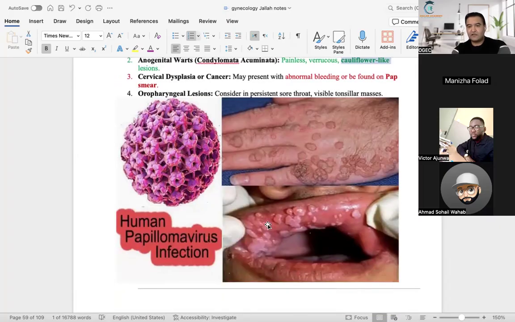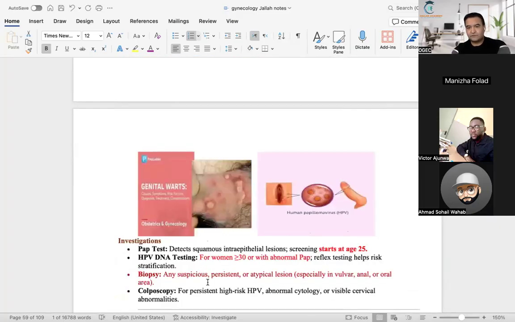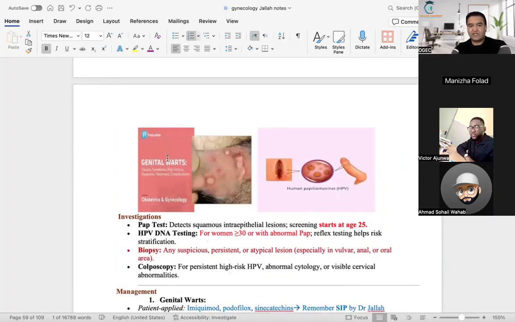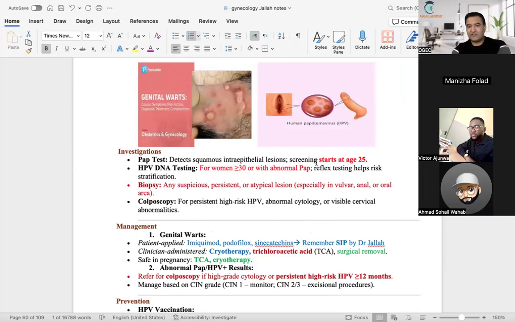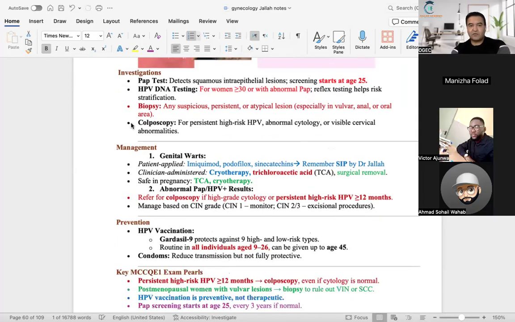Now, this is how it looks in the hand, mouth, and genital area as well. So for the investigation, Pap test detects squamous intraepithelial lesions. Screening starts at the age of 25, and usually you repeat it if it's normal every 3 years. HPV DNA testing for women 30 or with an abnormal Pap, reflex testing helps risk stratification. Biopsy any suspicious, resistant or atypical lesion, especially in vulvar, anal, or oral areas. Colposcopy for persistent high-risk HPV, abnormal cytology, or visible cervical abnormalities. So if you have any abnormalities in these two tests, you go with colposcopy.